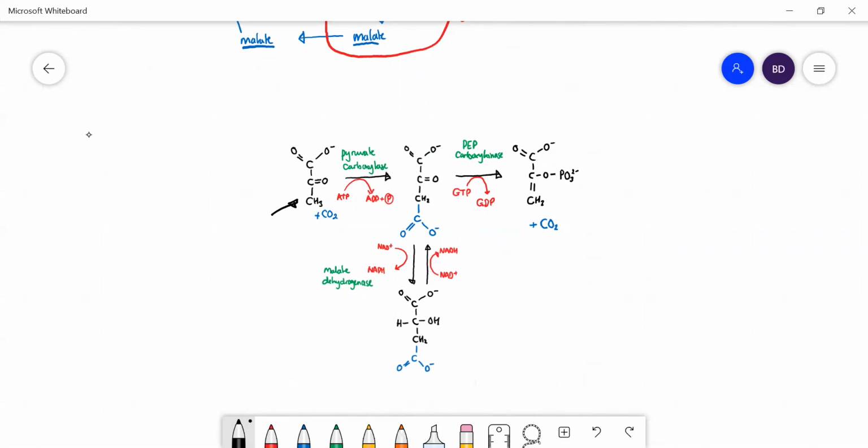This one here is oxaloacetate, the 4 carbon unit. You can see you've got another carbon on it there. And you notice that for this reaction to occur, you need ATP to be hydrolyzed to make the reaction delta G negative, so it will go forward.